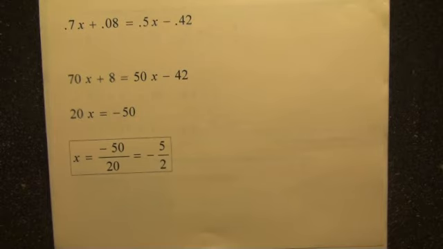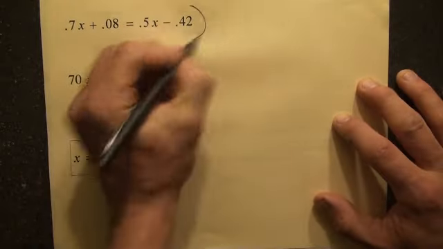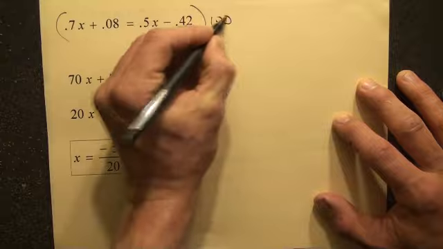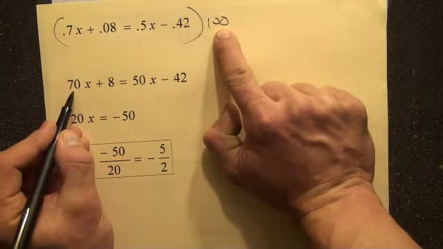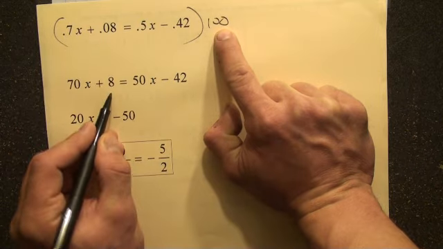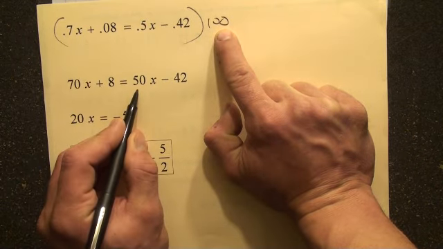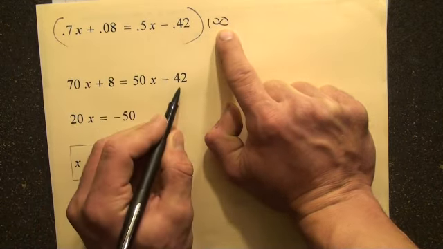Remember, solving equations, you only have one rule. Stay balanced. Do whatever you want, just stay balanced. So in this one, we're going to multiply everything by 100. Bam! 0.7 times 100 is 70. 0.08 times 100 is 8. 0.5 times 100 is 50. 0.42 times 100 is 42.